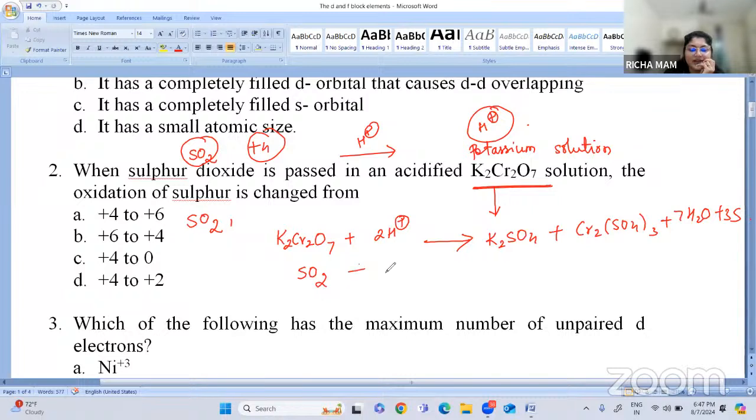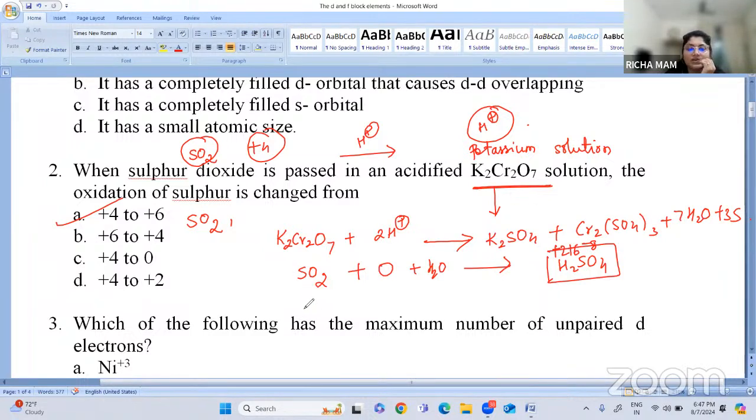So sulfur dioxide will take the oxygen and the water, and it will form H2SO4. So find here the oxidation state of sulfur in this. H is +1, each oxygen is -2, so -8, and this is +2, and this will be +6. So sulfur will undergo +4 to +6.